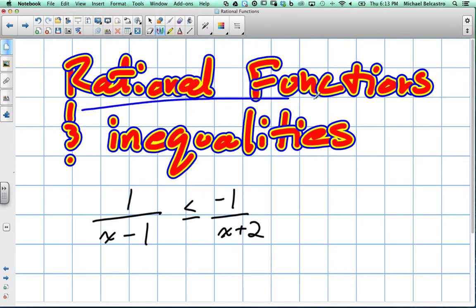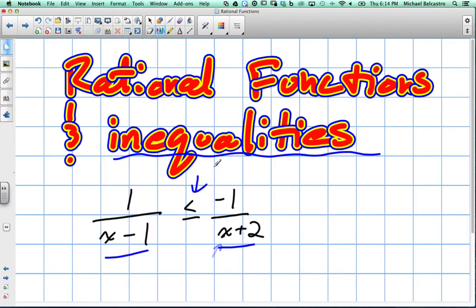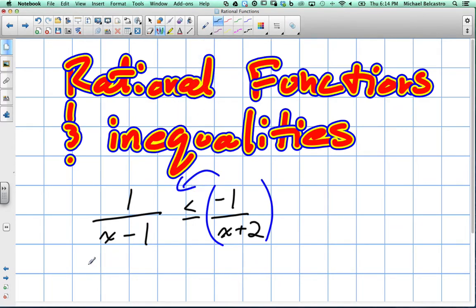Okay, we're going to look at rational functions again, and we're going to solve for an unknown. This time it's just an inequality here. So we have our two rational functions on different sides of our inequality. And you decided that you're going to move our function on the right over to the left-hand side of the equation, which is great. So that'll leave us with 1 over x minus 1 subtracted by.